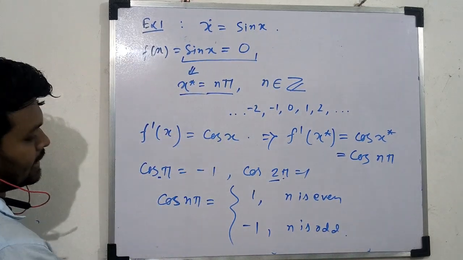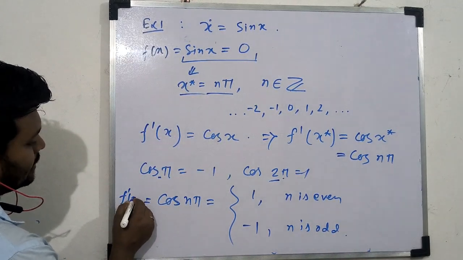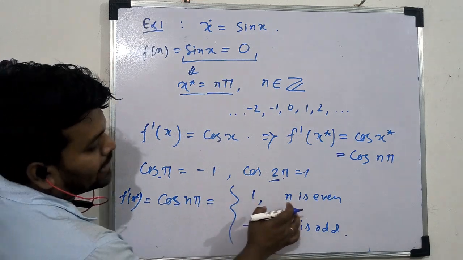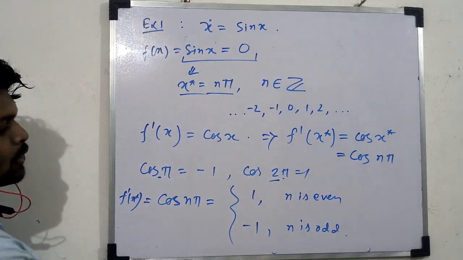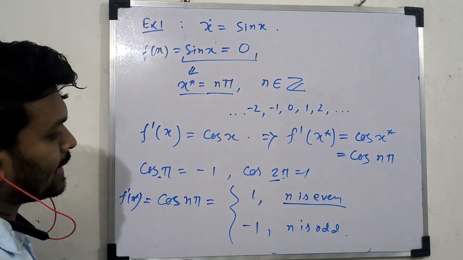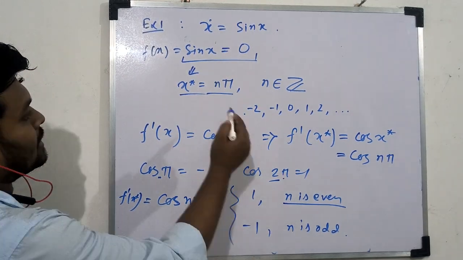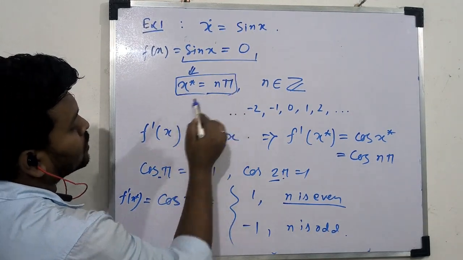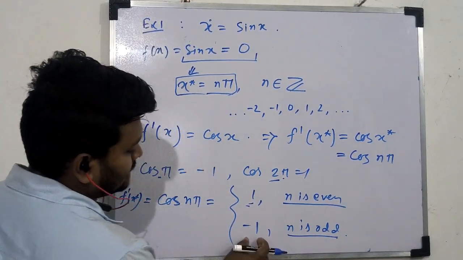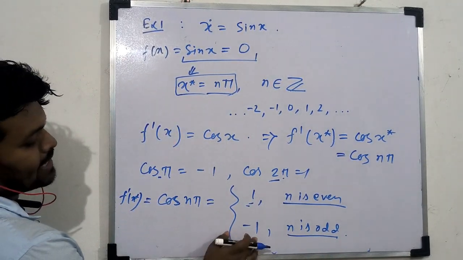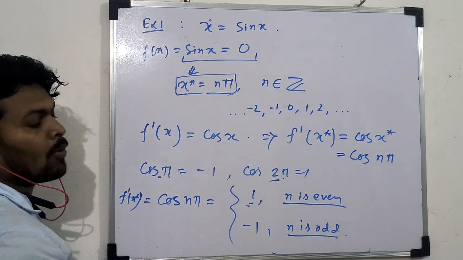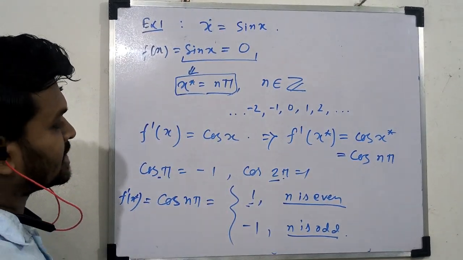So clearly, this is f dash x star. f dash x star is greater than 0 when n is even. That is, when n is even, the equilibrium point will be unstable, and when n is odd, f dash x star is negative, that is less than 0. So when n is odd, this equilibrium point x star is stable.